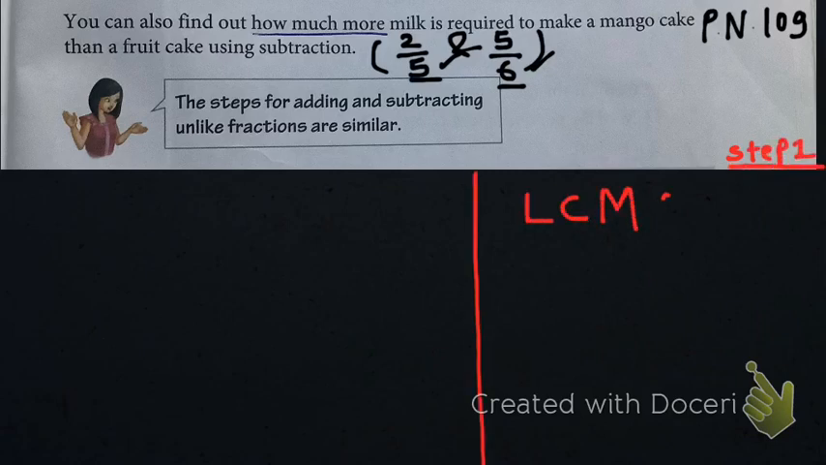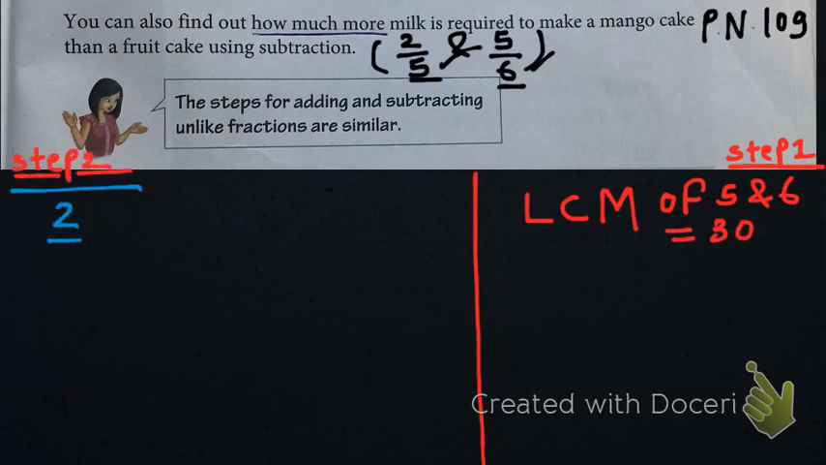We have already found the LCM of 5 and 6 on the previous page. So the LCM of 5 and 6 is 30. Now let's move to step number 2. In step number 2 we have to make the denominators the same. Here you can see that the denominator is 5 and here the denominator is 6. So we need to make these denominators the same, and which number do we need to make? We need to make 30 here.